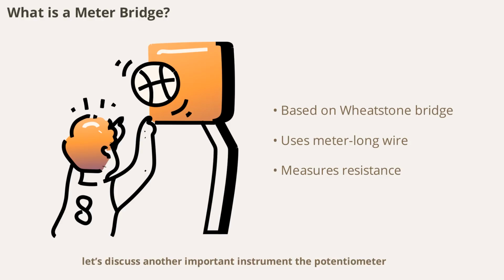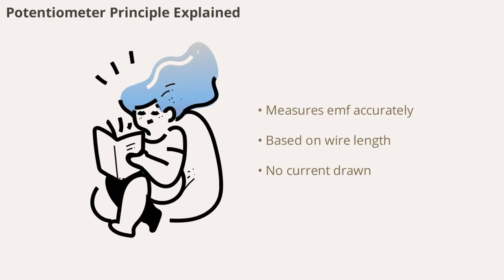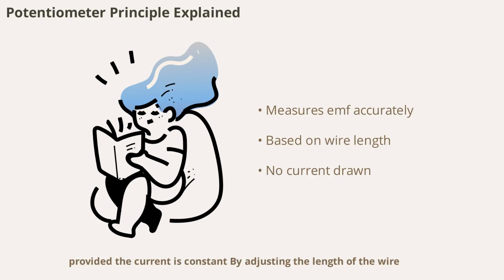Next, let's discuss another important instrument, the potentiometer. The potentiometer is a device used to measure the EMF of a cell or compare potential differences. It works on the principle that the potential drop across a uniform wire is directly proportional to its length, provided the current is constant. By adjusting the length of the wire, you can find the point where the potential difference matches the EMF being measured. The potentiometer is highly accurate and does not draw current from the cell being tested.